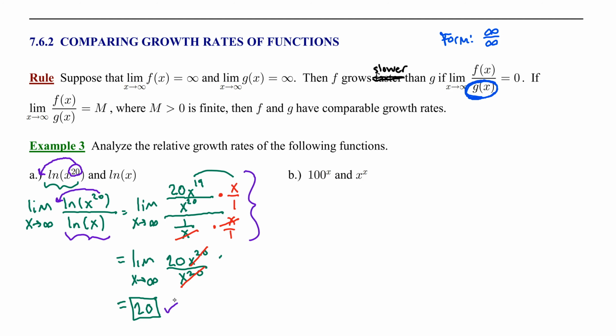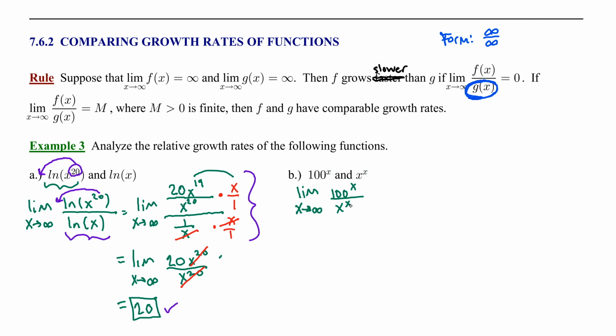So if you thought that, great job. Now, here's a good question. Who grows faster, 100 raised to the x power or x to the x power? Well, let's find out by taking the limit at infinity. So the limit as x approaches infinity of 100 to the x divided by x to the x.